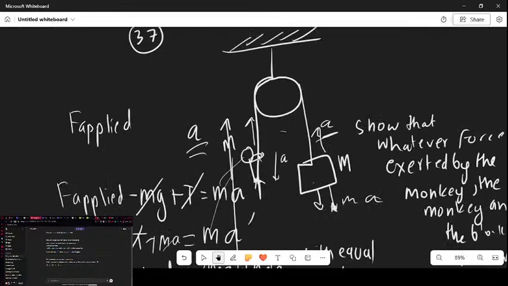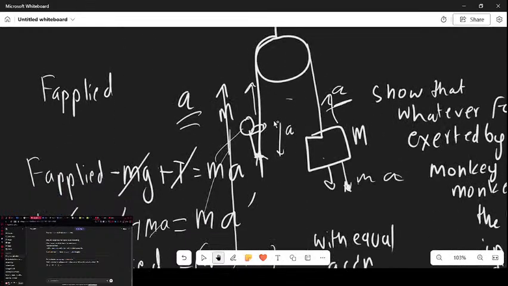See, this monkey is going to push the string downward with an acceleration A. This string is going to move with an acceleration downward, due to which this block is also caused to move upward with an acceleration a, since both masses are equal. That's what is happening here.